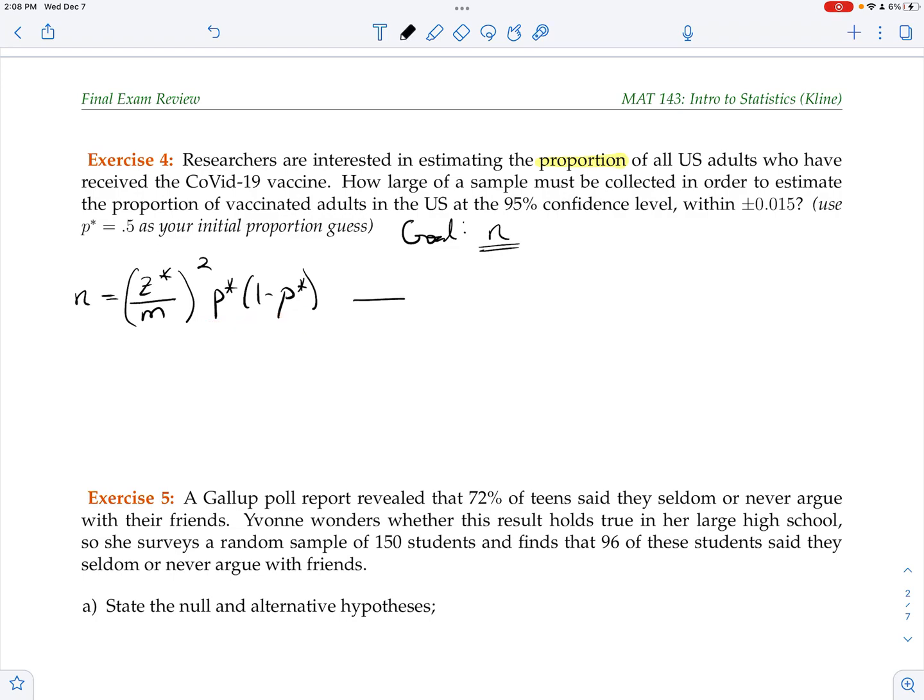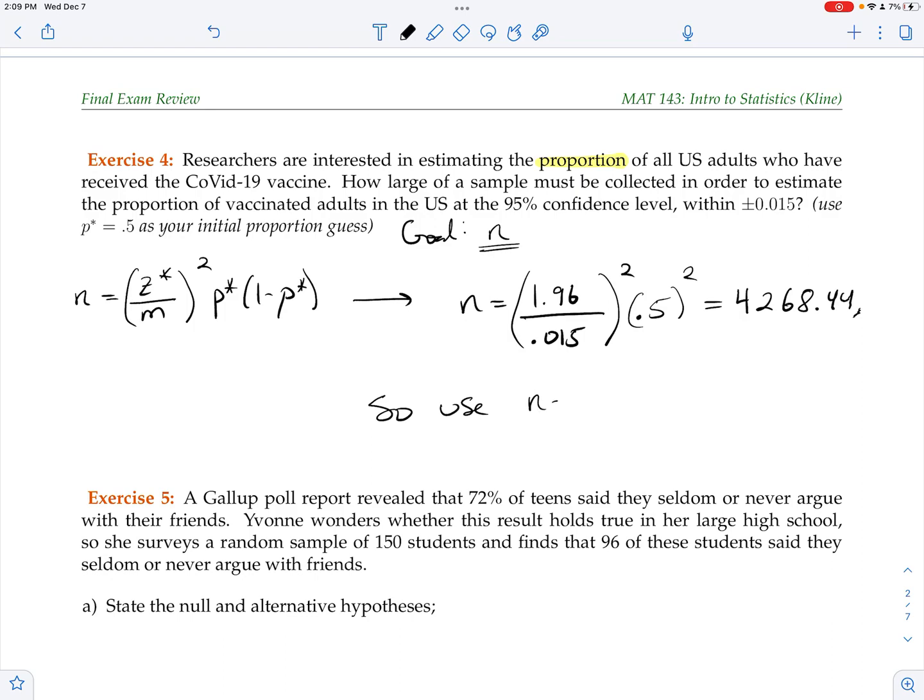So the point is you just plug everything in. This is just going to be 0.5 squared. And so you're going to get n is 1.96, that's z star. Oops, I wrote that the whole thing squared. It should be 1.96 divided by the margin of error that we want, which is 0.015. So divide first, then square, and then times 0.5 squared. When you work this out, you should get about 4,268.44. So use sample size n equals 4,269. Round up to the nearest whole person.